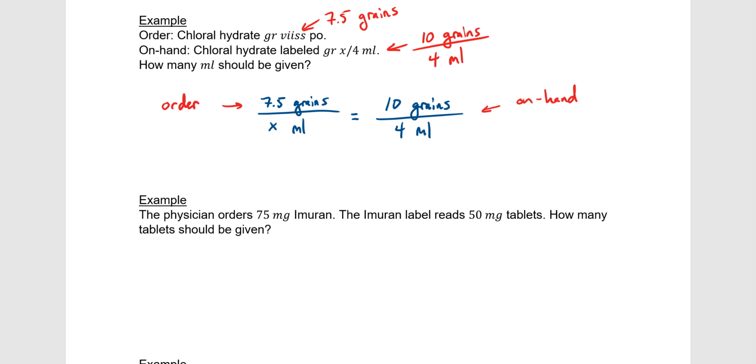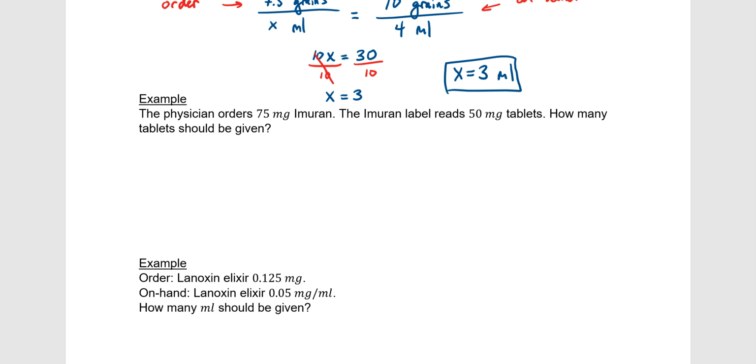And then we double check, make sure the units are the same on the top and the same on the bottom, which they are. So we can solve for X once again by cross multiplying. So cross multiplying, we're going to get 10x equals 4 times 7.5, which is 30. Divide both sides by 10, and we get 30 over 10 is 3. So our answer is 3, so let's write it separately with our units, and this is 3 milliliters for our answer.